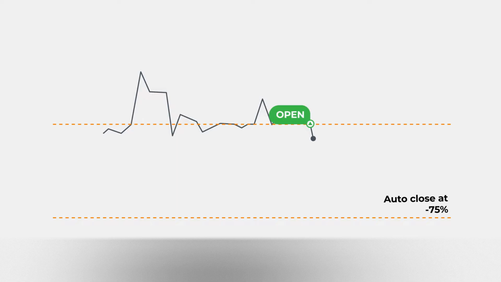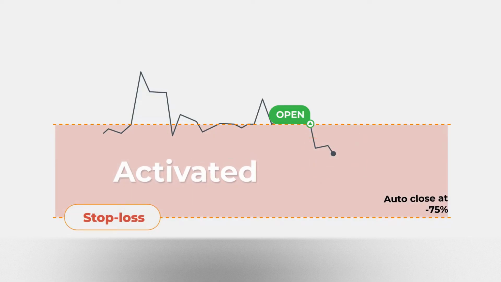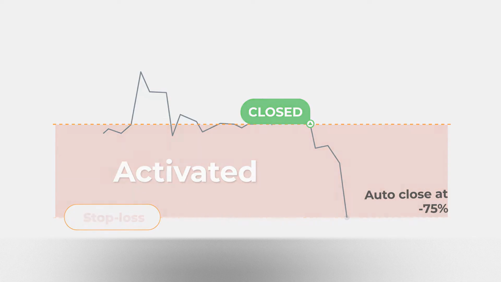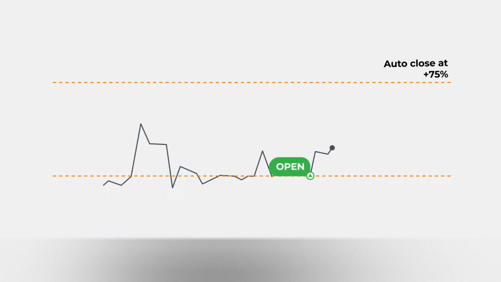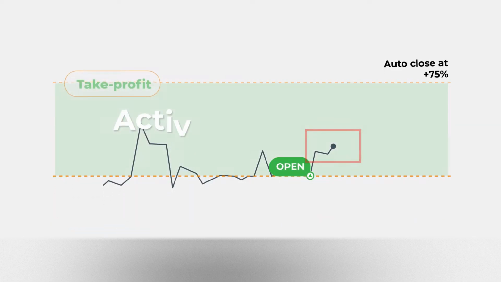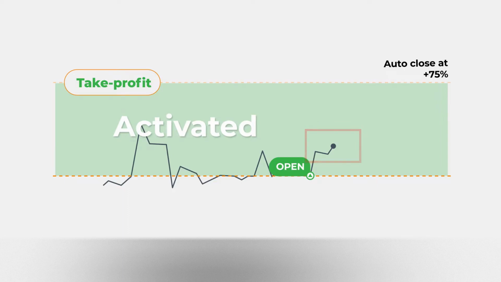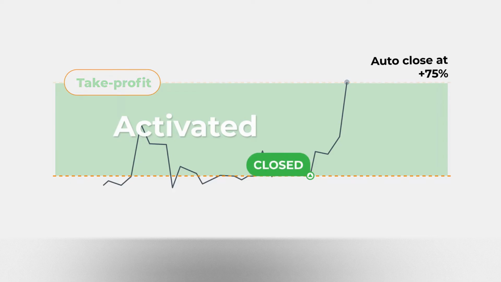If the price of an asset moves in an unfavorable direction and the trade incurs losses, a stop-loss is activated and prevents a trader from losing the entire investment. If the price moves in a trader's favor, an activated take-profit order locks in the profit at the pre-selected level which a trader deems sufficient and acceptable.